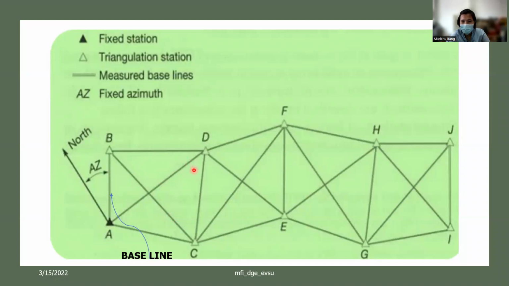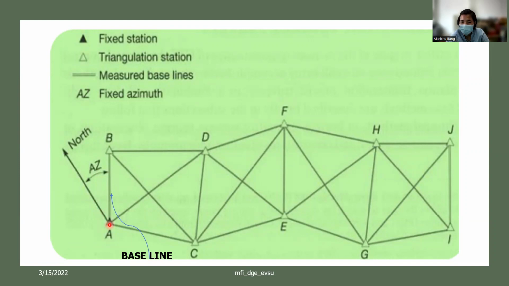Since we employ triangulation. So in our sa baseline pa lang, pag na-establish tayo ng baseline, we don't know the direction of our line, we don't know the azimuth and the bearing. That's why it needs to conduct astronomical observation if we only use a total station. But if in advancement, if we use RTK, so no need for the astronomical observation.